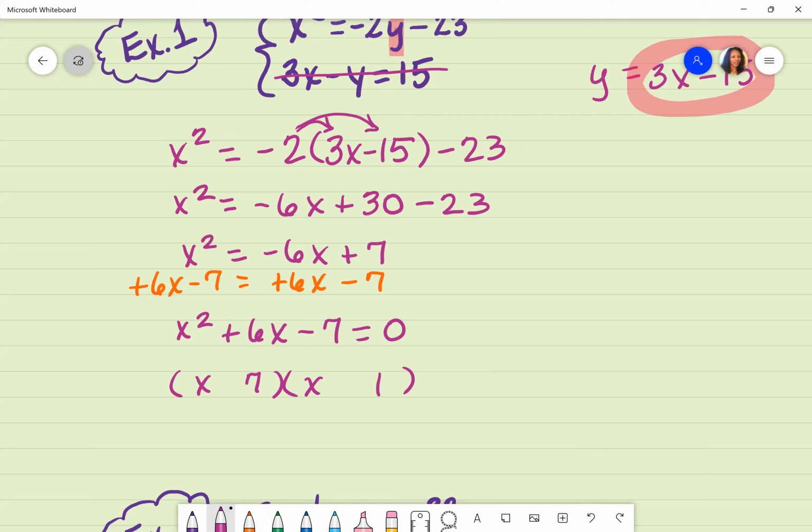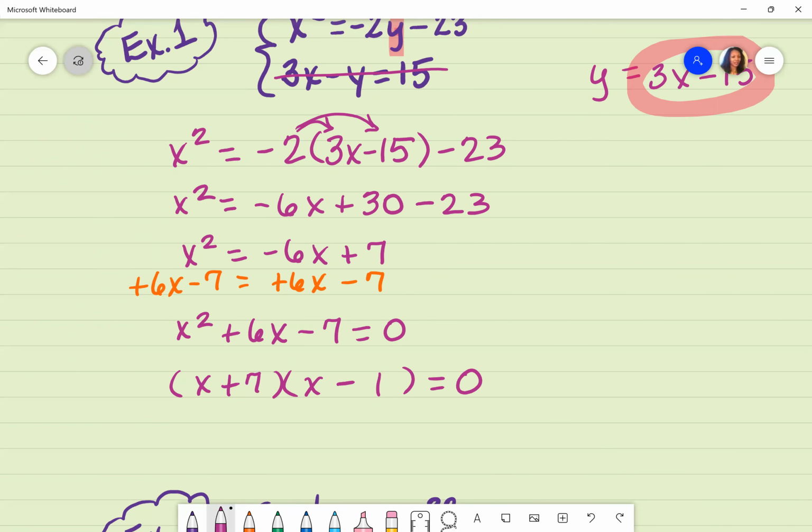Now I just have to figure out the signs. The bigger number between 7 and 1 always takes the sign of the middle term. So the bigger number is 7, and the sign of the middle term is plus, so that's the sign that's going to go with it. Now you have to ask yourself, 7 times what will give me -7, but also add to give me +6. This has to be a -1. So I've already factored. You can do that or the box method, which in example 2, I will show you the box method possibly.